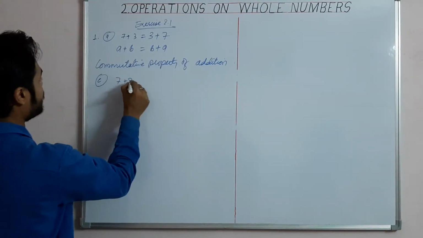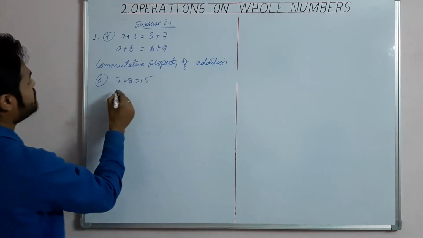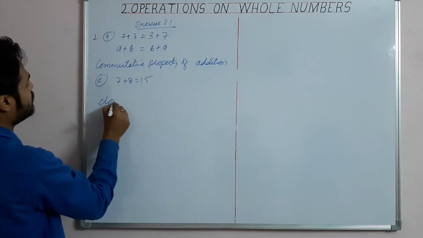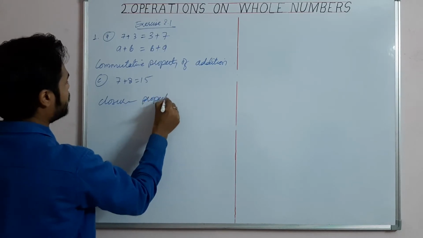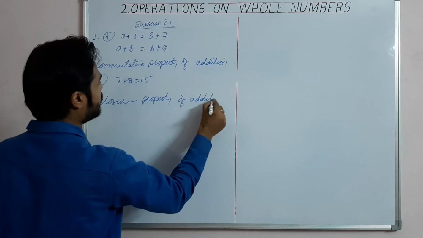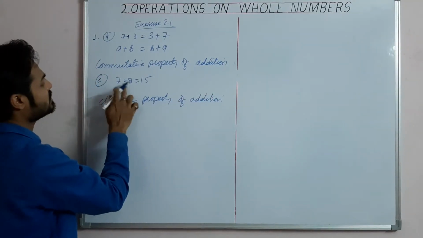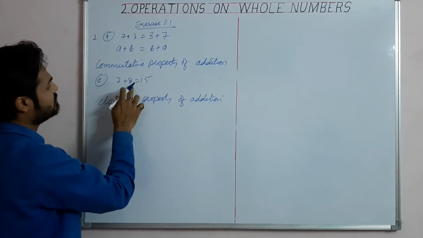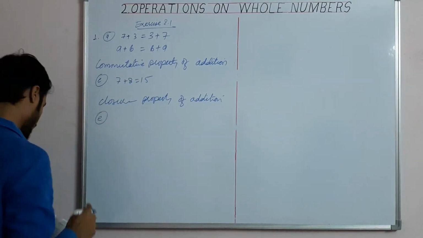Now see, 7 plus 8 equals 15. Now which property is this? This is the closure property of addition. Why? Because the sum of two whole numbers is a whole number. Again, let us take E also.